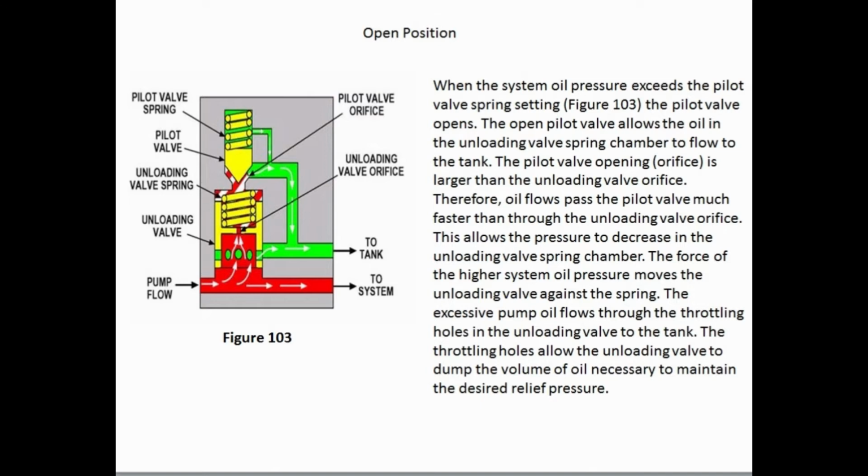This allows the pressure to decrease in the unloading valve spring chamber. The force of the higher system oil pressure moves the unloading valve against the spring. The excessive pump oil flows through the throttling holes in the unloading valve to the tank. The throttling holes allow the unloading valve to dump the volume of oil necessary to maintain the desired relief pressure.